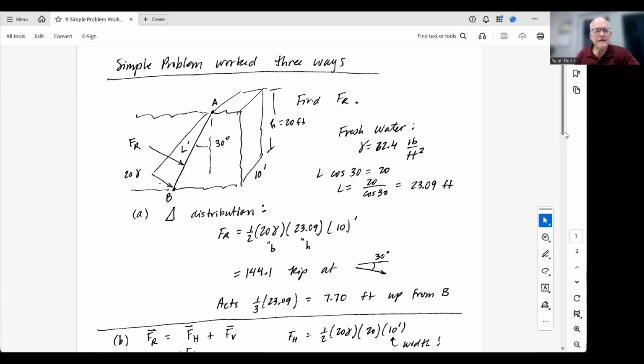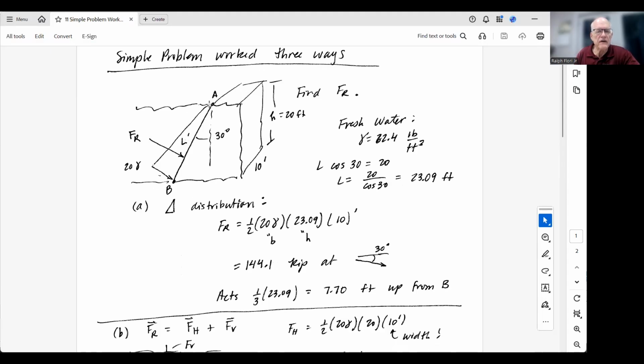This is a slanted dam. The face of the dam is slanted 30 degrees from vertical. The dam itself is 20 foot high. The face of the dam is length L. And L cosine 30 is equal to 20, and so L is 20 over cosine 30, which is 23.1 feet.